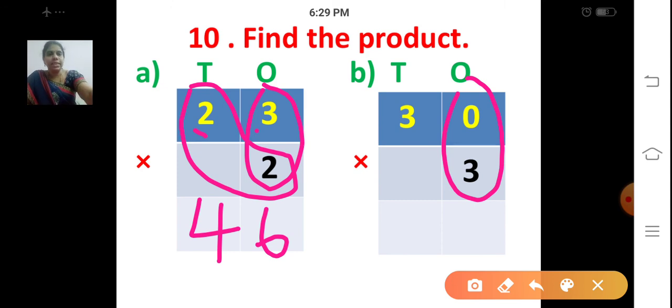We'll take the number 30. So the digit at the ones place, multiply the digit at the ones place by 3. So 0 into 3. What is the answer for 0 into 3? When you multiply any number by 0, the answer will be 0, right? So write down 0 here. So first step is over.